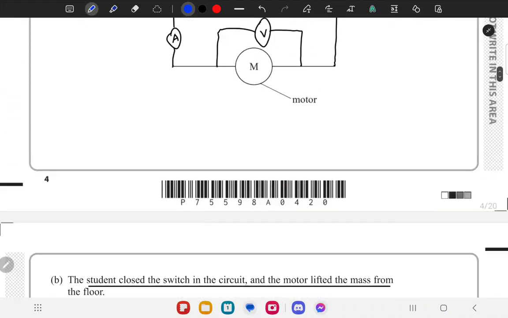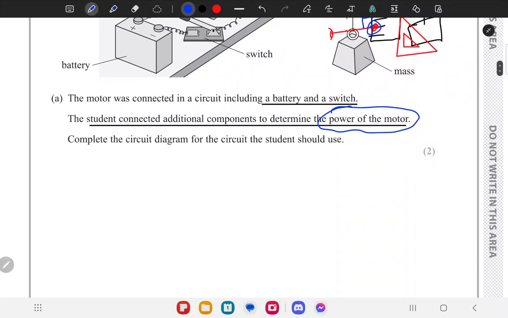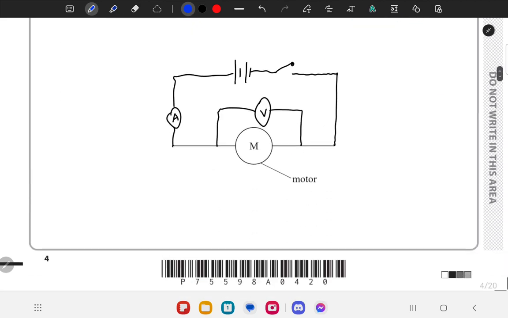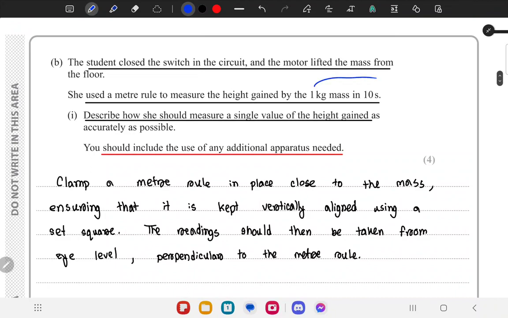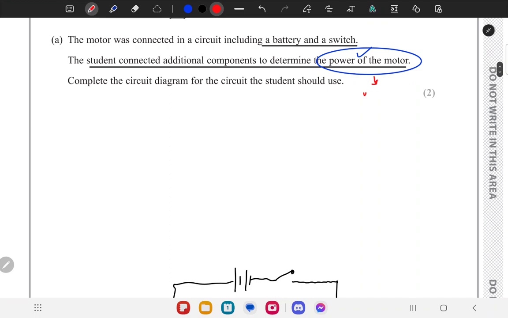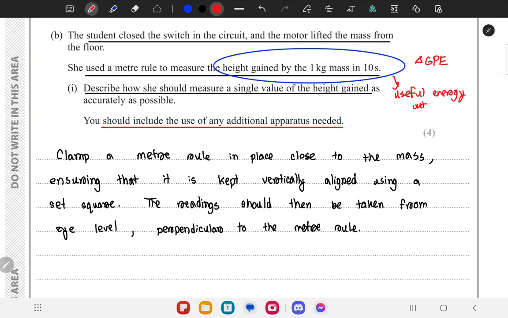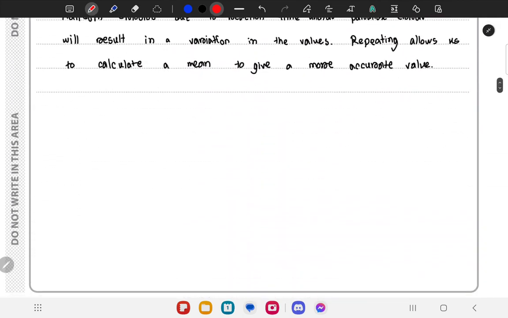So here in this case we are finding the power of the motor. We are finding the distance, the mass, the height gained. The height gained causes a change in the GPE, and this is the work done by the motor. So this is the work done by the motor, and this is the useful energy output. And the work done by the motor is the total energy input.